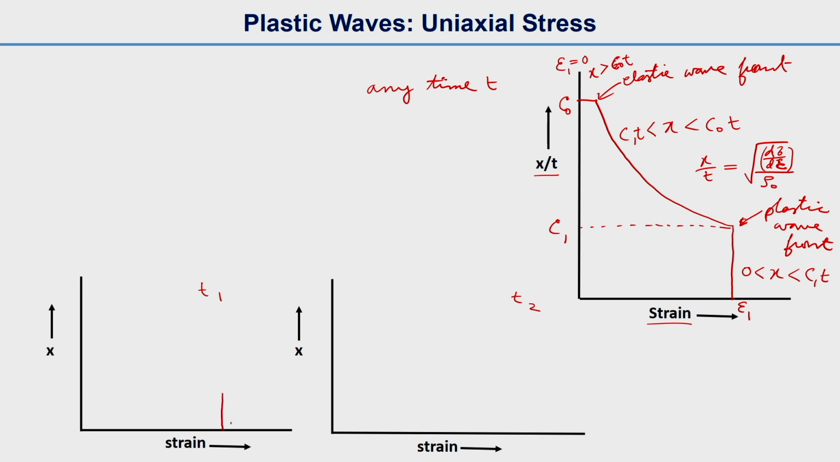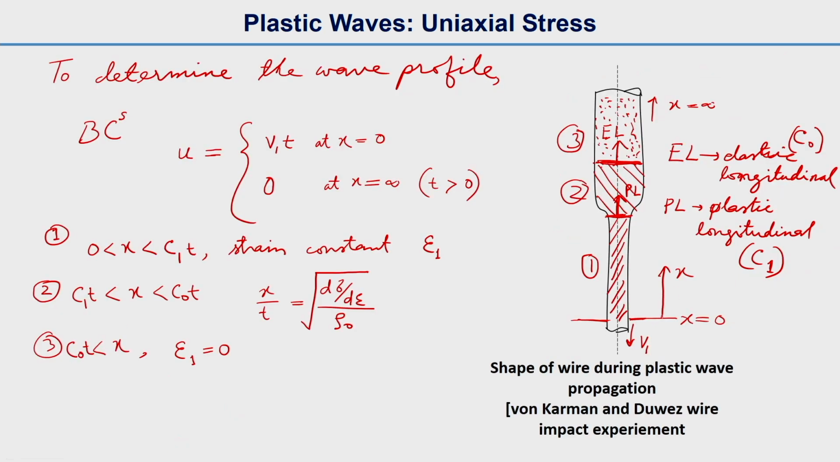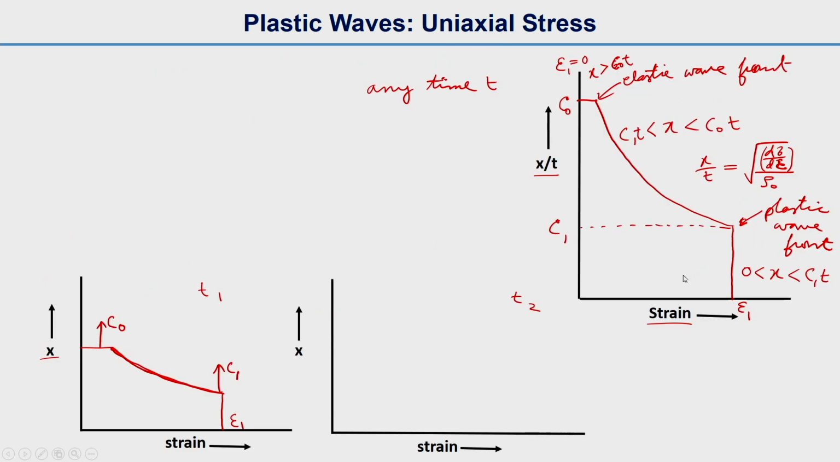So this will look like this is at epsilon 1, so this profile will look like this. This is your C1 and this is your elastic wave velocity C0. So, this is the distance as you can see from the previous slide. So, x in this direction, and here at time t2, this is at time t1.